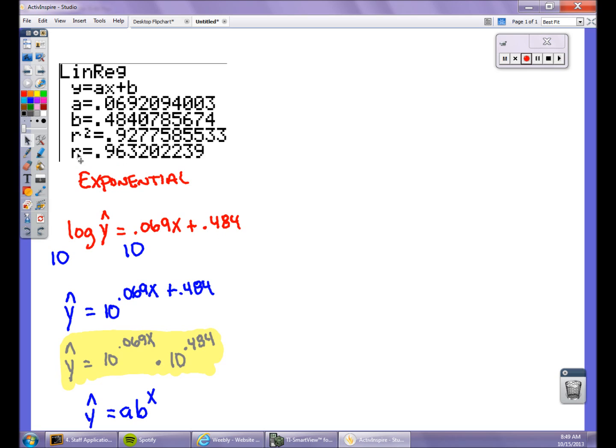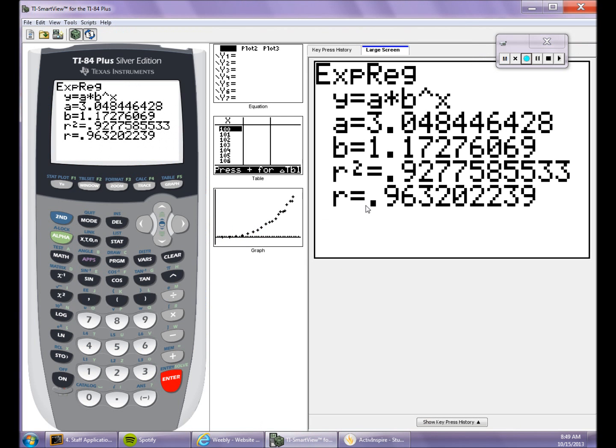Keep in mind, the linear regression correlation is measuring the linear relationship. Well, the calculator is doing the same thing when it finds an exponential model. It's giving you the correlation of the linearized data. Let's now go through the process of a power regression.